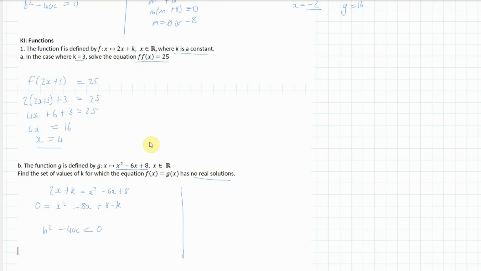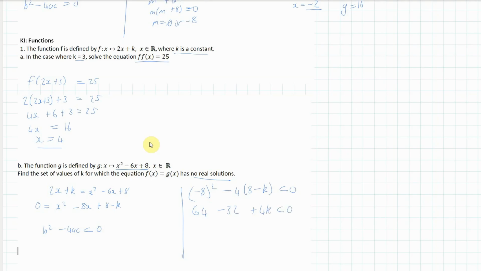So we're just putting in our values. Minus 8 all squared minus 4 times 1, because there's just a coefficient of 1 there, times the c value, which is 8 minus k, and this should be less than 0. So we get 64 minus 32 plus 4k is less than 0.